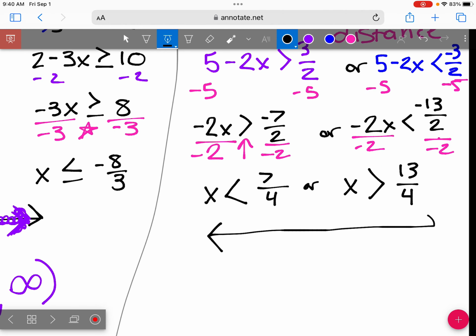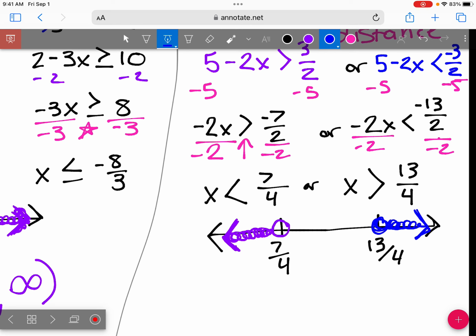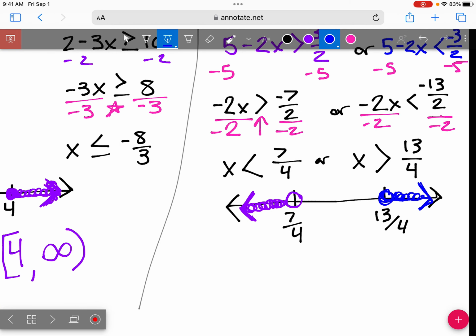So again, I'm going to draw myself a little number line here. 7/4 is smaller than 13/4. We've got our x is less than, not equal to, 7/4, and our x is greater than, not equal to 13/4. Drawing out little sketches like this definitely is helpful when writing the interval notation. It's not required for these, but sometimes it's helpful because when we put it in interval notation, it does need to be smallest to biggest.